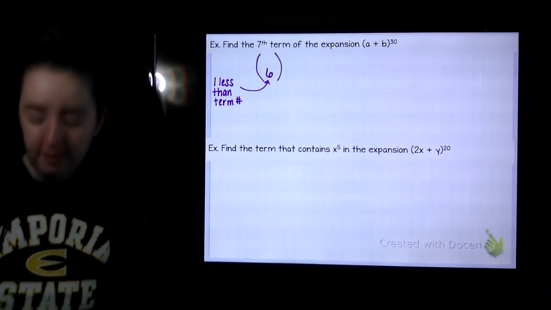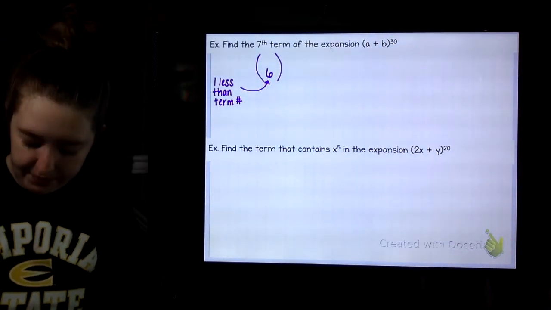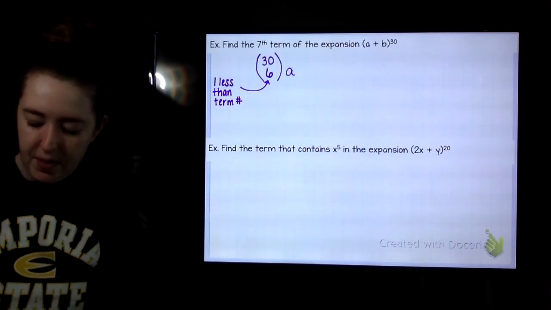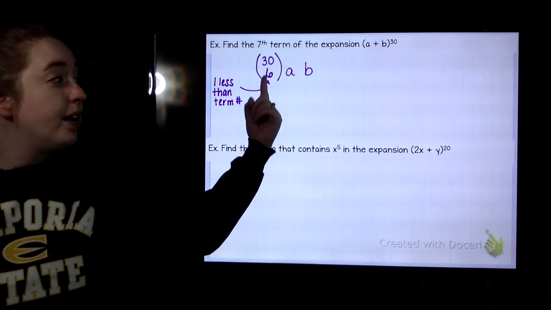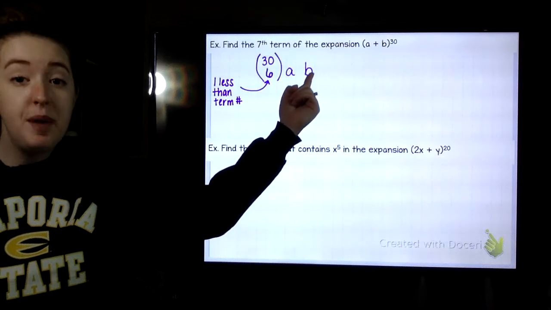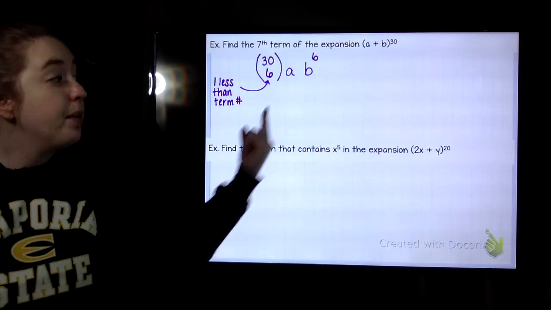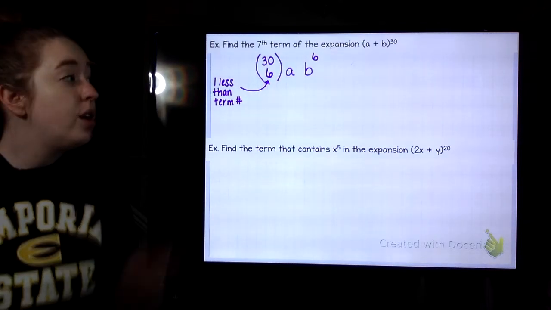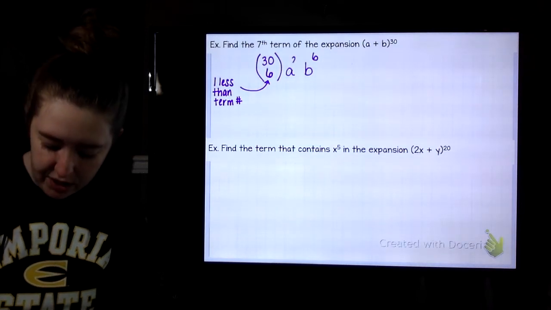Good deal. And then the power on my binomial goes up at the top, 30. And then I'll have a to some power, b to some power. Now remember, the number on the bottom matches the power on b. So my number on the bottom here is 6. So my power on B is 6. And then I know that the powers of A and B are supposed to add up to my power on the binomial. So what plus 6 gives me 30? 24. So A has to be to the 24th power.